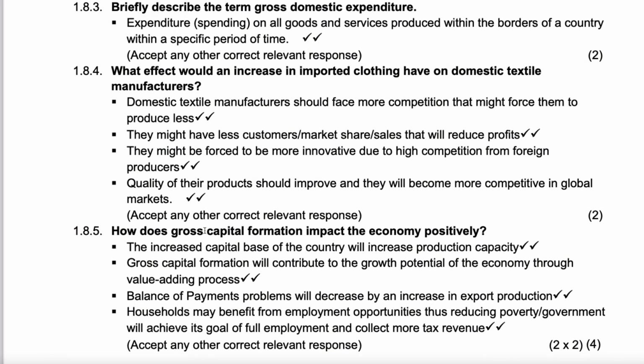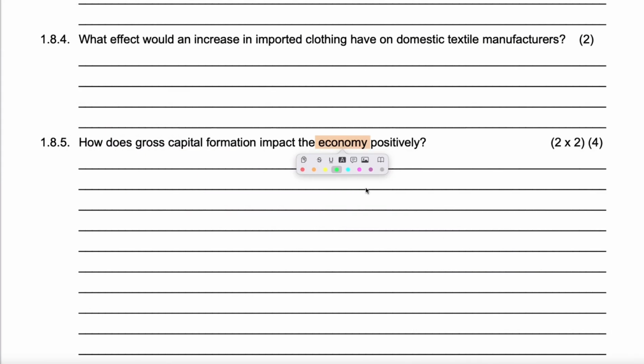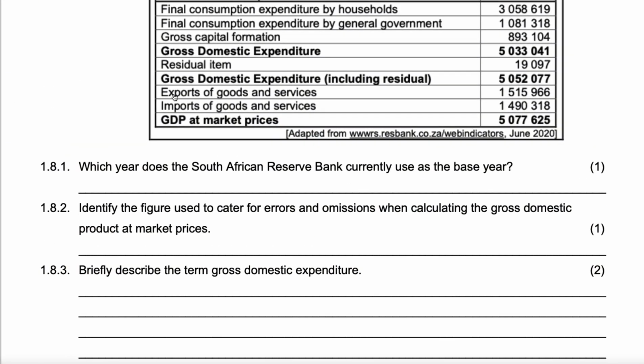Then the last one, how does gross capital formation, this is basically investment. So how is investment a positive thing to the economy? The increased capital base of the country will increase production capacity. I say this: gross capital formation will contribute to the growth potential of the economy through value-added process. Then balance of payment problems will decrease by an increase in export production, because if we invest locally, we can be able to export.